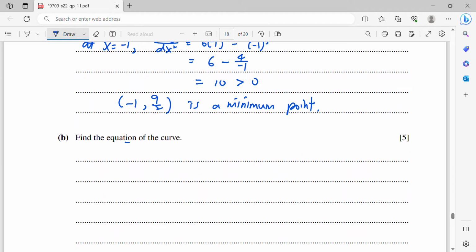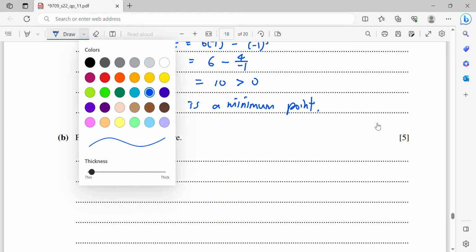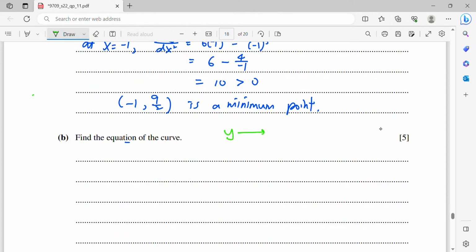Now find the equation of the curve. So for your information, from y we differentiate once, you get dy dx. Then you differentiate one more time, you will be getting d squared y over dx squared. So now you are given the d squared y over dx squared. To get the y, we need to use the opposite direction, which is a reverse process, which means integrate. Because integration is the reverse process of differentiation. So it means that now you need to integrate 2 times.